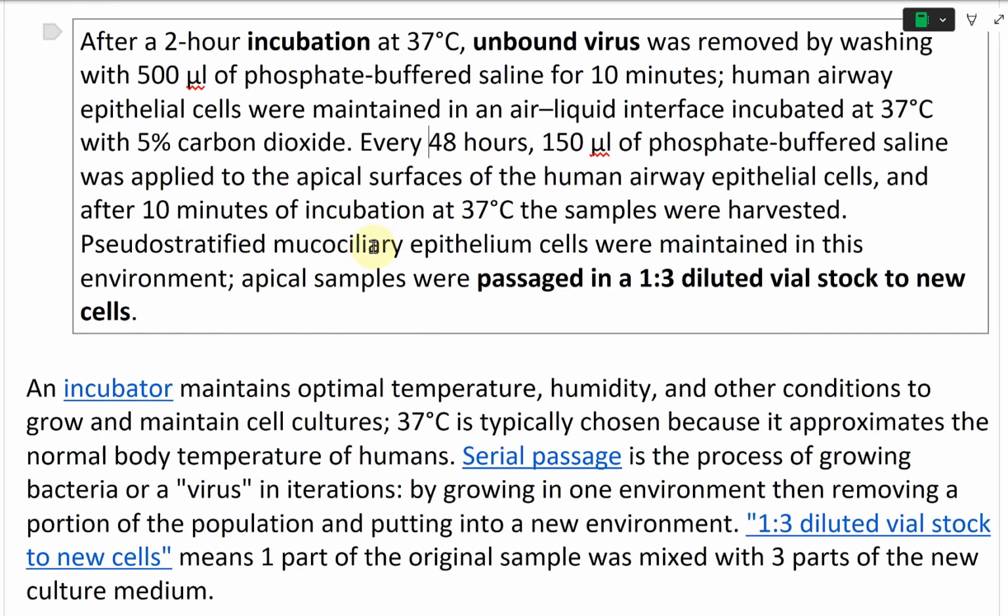And then pseudostratified mucociliary epithelium cells.